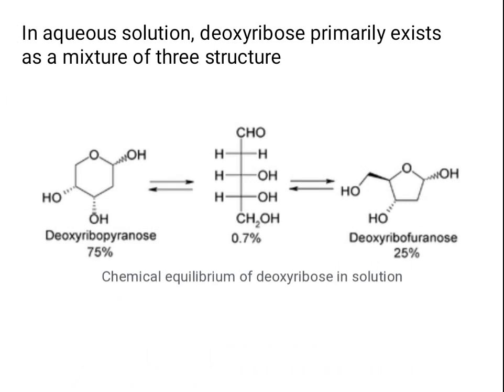In aqueous solution, deoxyribose primarily exists as a mixture of three structures. This one is the open chain structure, this one is the deoxyribofuranose, and this one is the deoxyribopyranose.